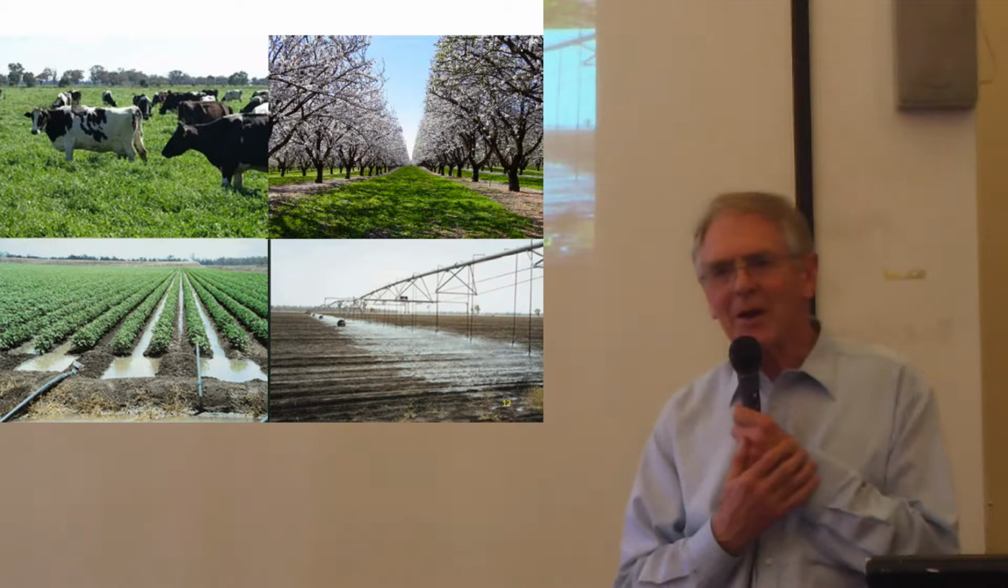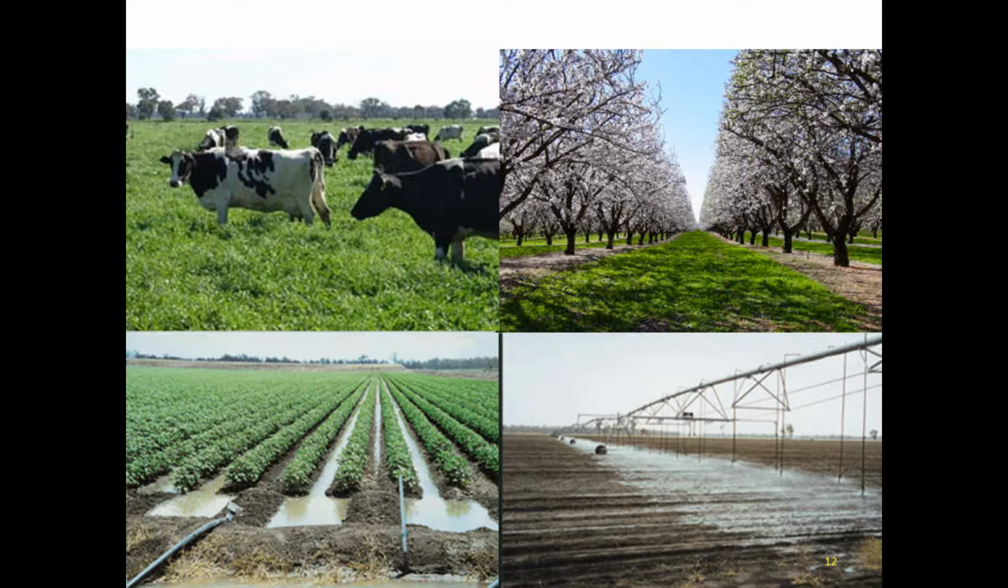And if you're using 100% of it, there's nothing left to go down below the root zone, so you'll accumulate salt. But if you're using only 50%, there's a huge waste. It's joining that groundwater below and causing problems.